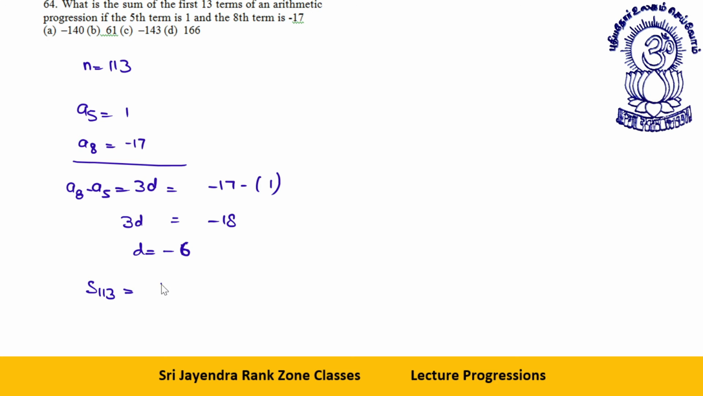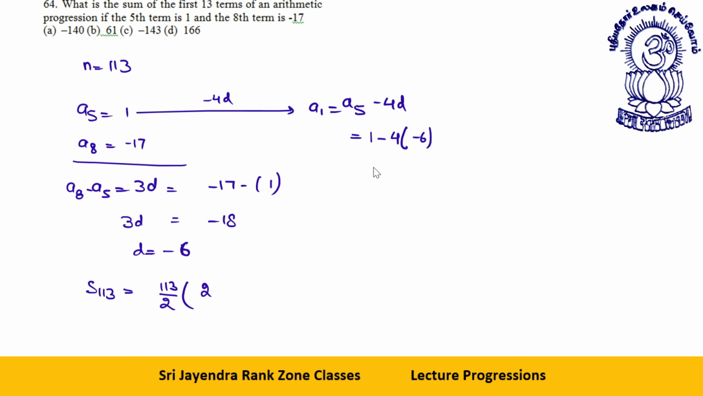What is the sum of 113 terms? That will be n by 2 into 2a. What will be 2a? See, A5 is 1. If from this you do minus 4d, what will you get? A1 is equal to A5 minus 4d. A5 is 1 minus 4, and d is minus 6. So this becomes 1 plus 24, 25. So A becomes 25.